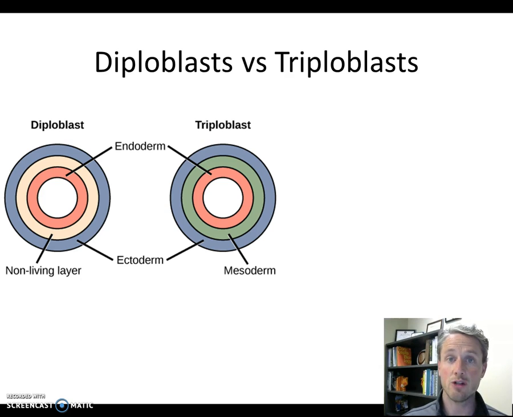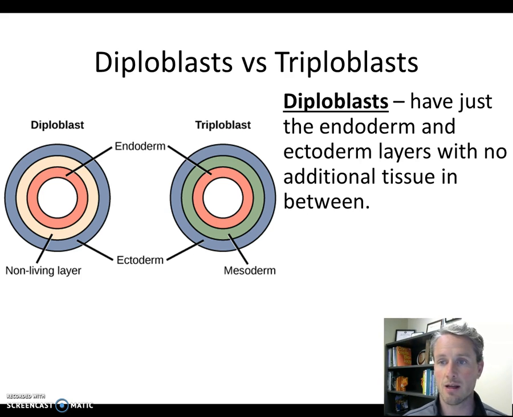Diploblasts have two layers. Di means two. Diploblasts have these two tissue layers, just the endoderm and the ectoderm. So if we wanted to define a diploblast, it's one of these embryos after gastrulation that has just the endoderm and the ectoderm with no additional tissue in between them. So the space in between is empty, or the two layers of tissue directly contact one another.